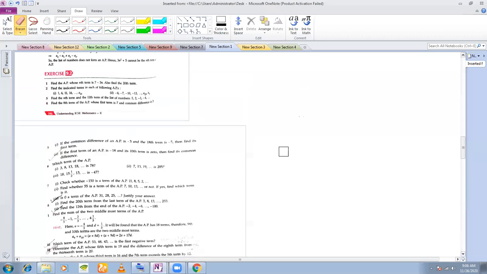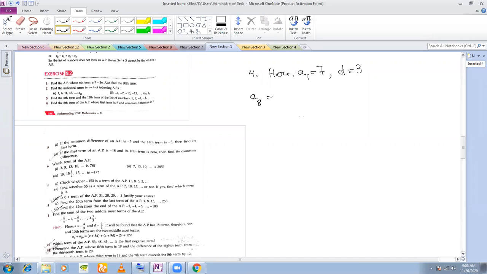So let us do the first sum here. Let us see number 4. Very basic sum. Find the eighth term of the AP whose first term is 7 and the common difference is 3. A very basic sum, basic application of your nth term formula. So here, the first term is given to be 7, so A1 I take 7. The common difference is given to be 3. You need to find out the eighth term. Eighth term means A8 you have to find out.